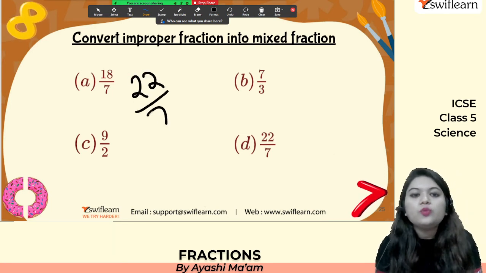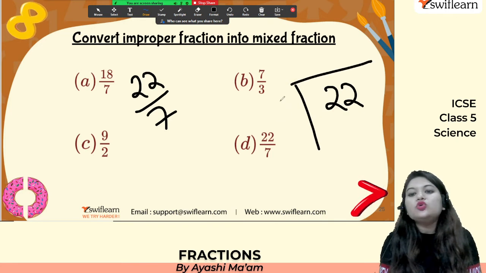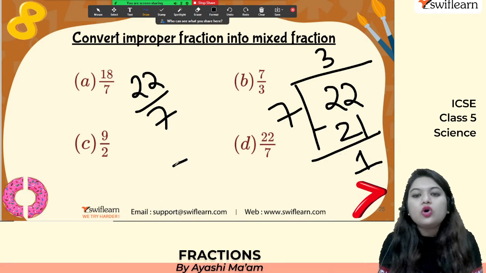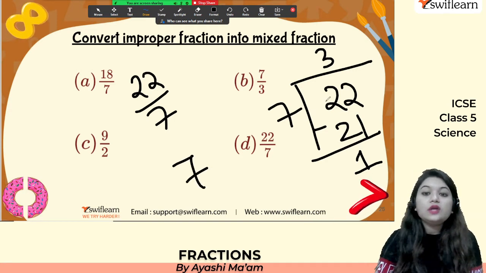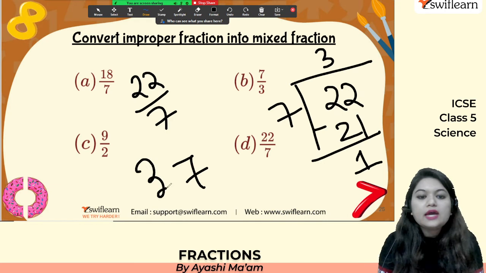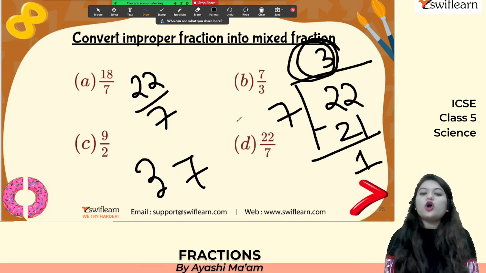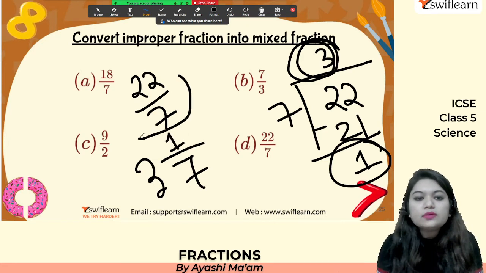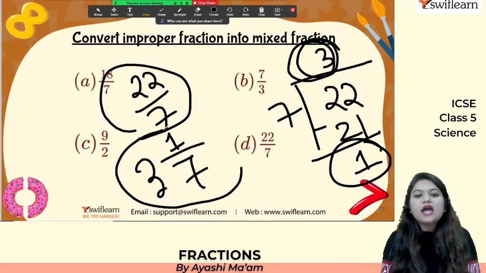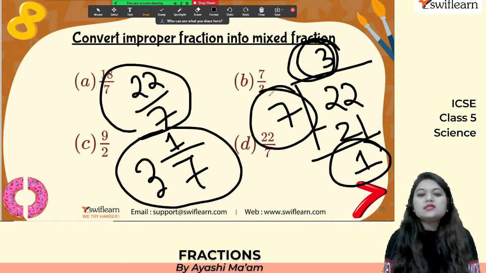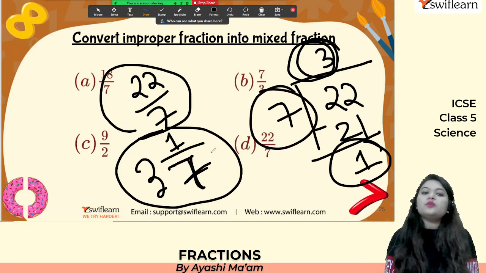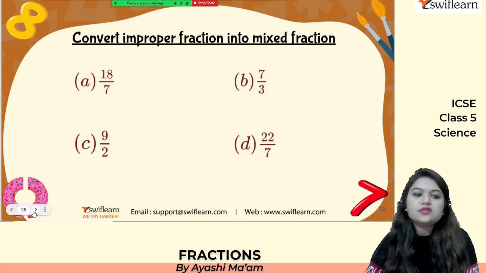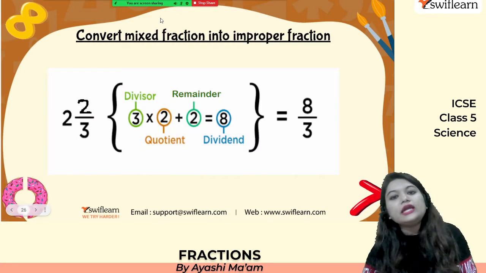Next, we have 22 by 7. So what to do with it? So 22 divided by 7. So 7 3s are 21, minus, you will get a 1. Therefore, the whole number part is going to be 3, right? Because the quotient is going to form the whole number part, and the remainder is going to form the numerator of the mixed fraction, and this 7, that is the divisor, is going to form the denominator of the mixed fraction. So 3 whole 1 by 7, that is going to be the mixed fraction. This is how you can convert an improper fraction into a mixed fraction.